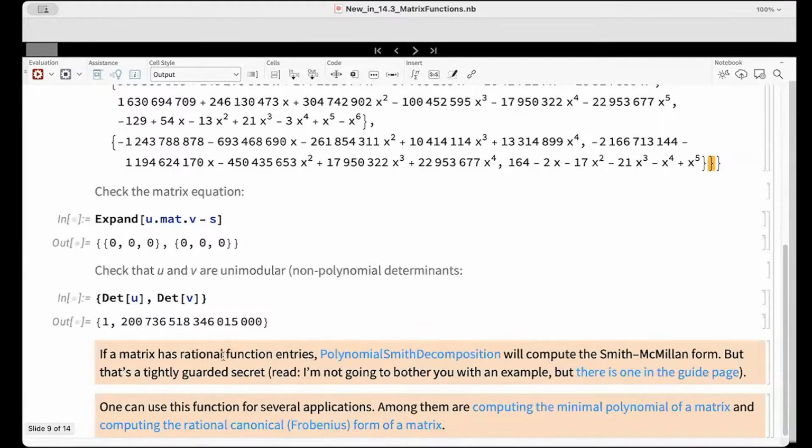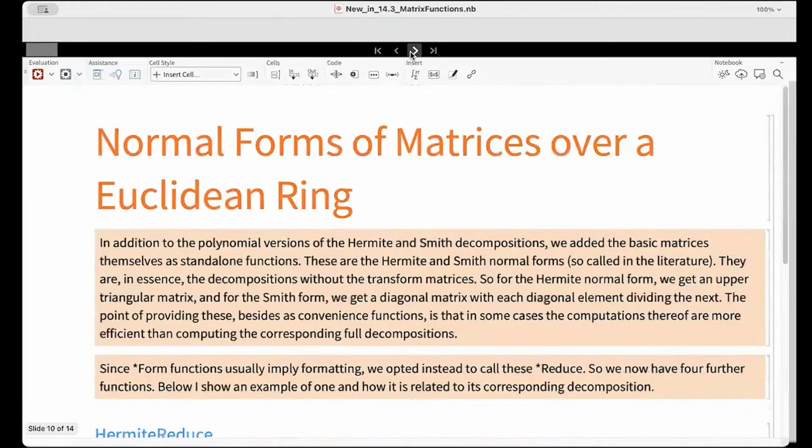Another wrinkle to this, though, is we actually allow rational function entries because they're quite useful in computing what's called the Smith-Macmillan form. And that has applications in control theory, for example. There's an example of it in the documentation. There are other applications as well. And again, there are examples with links there.